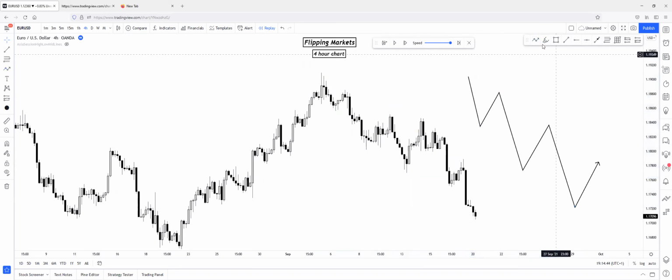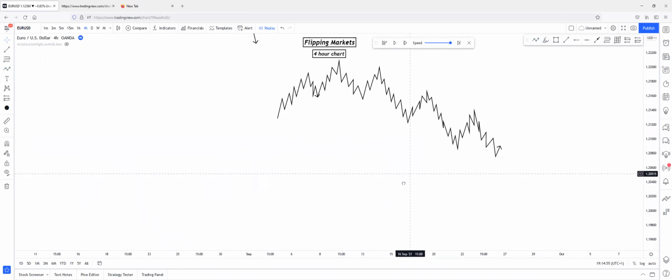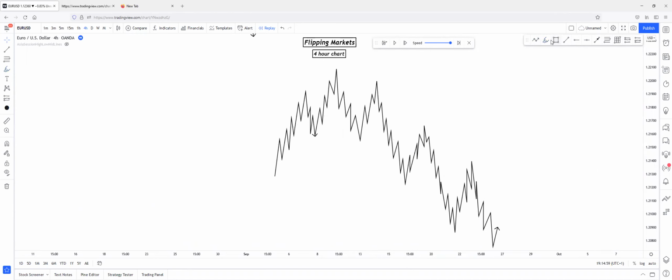So it will look like this. I will just mark the structure out again. So as you can see, it's creating a series of lower lows and lower highs. And the 50-minute structure will look like this. Because it's bearish, these are the 4-hour legs. This is one upside leg. This is one downside leg. This is one upside leg. This is one downside leg.